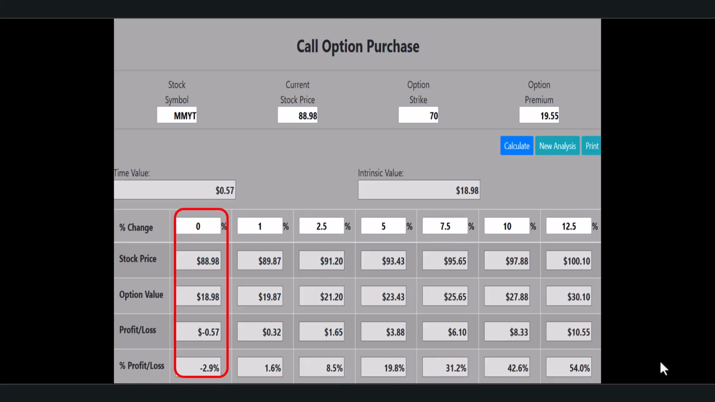And notice that if the MMYT stock price does not make the expected move up and it remains flat at expiration, the 70 call would only lose minus 2.9% or minus $57 compared to the minus 100% or minus $545 loss for the 90 strike call that we looked at earlier.